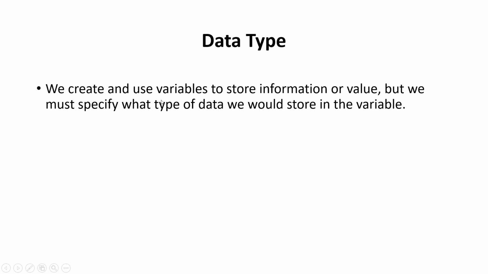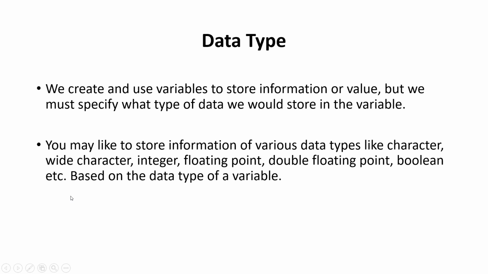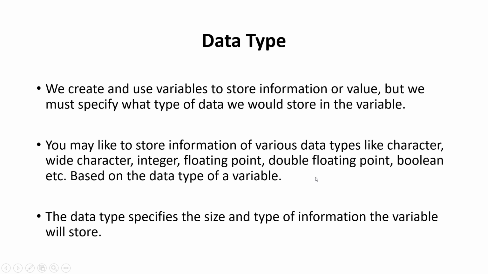We create and use variables to store information or value, but we must specify what type of data we would store in the variable. You may like to store information of various data types like character, wide character, integer, floating point, double floating point, boolean, etc. based on the data type of a variable.